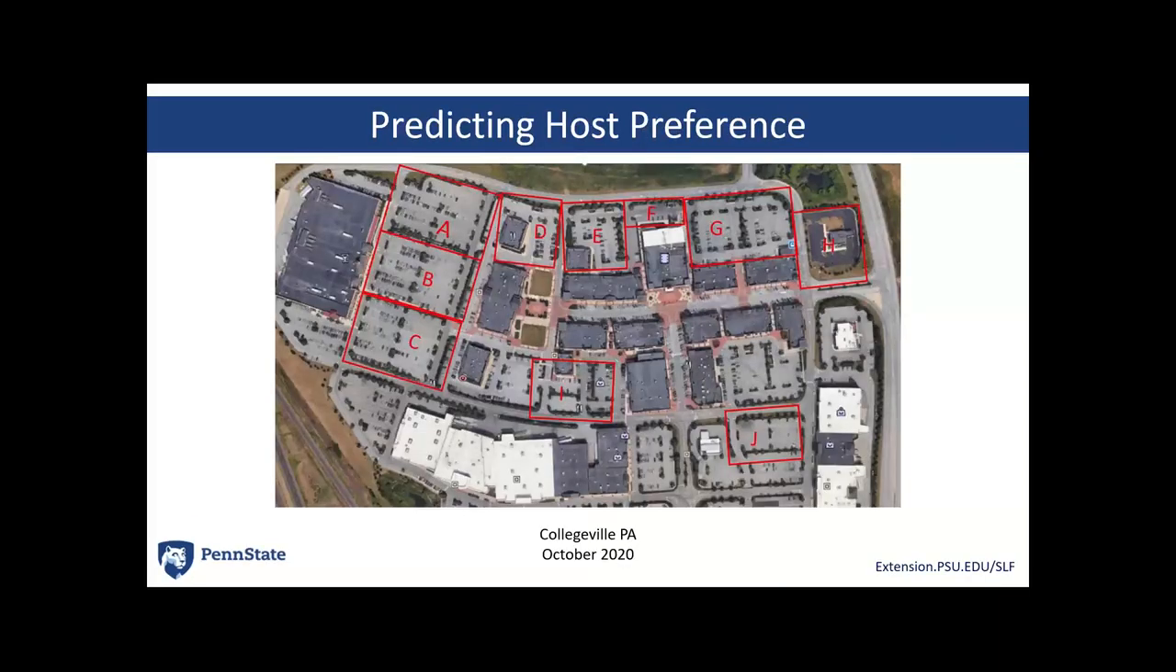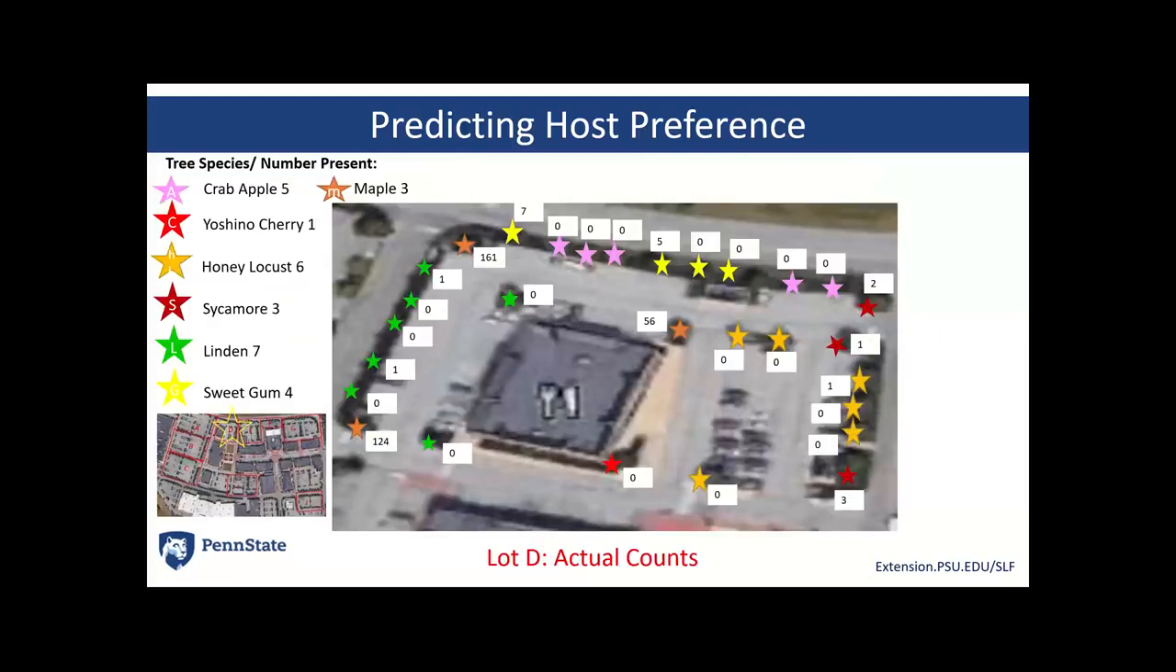When you're looking for lanternflies in suburban areas, what we started noticing was there was definitely a trend in which hosts they were feeding on. This is a shopping center in Collegeville, Pennsylvania. We collected thousands and thousands of lanternflies out of this site off the red maple trees that fall for doing our insecticide trials. We broke the parking lots down and looked at the different trees, and each color represents a different species of tree, and the number next to it is the number of adults that were counted on it.